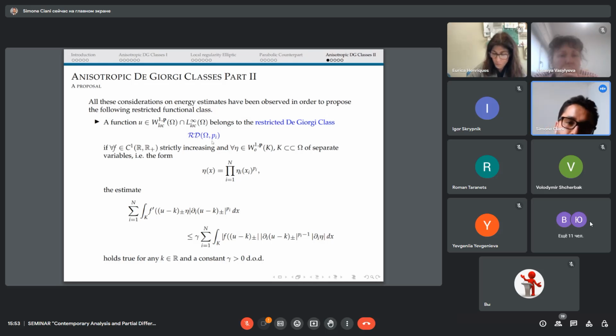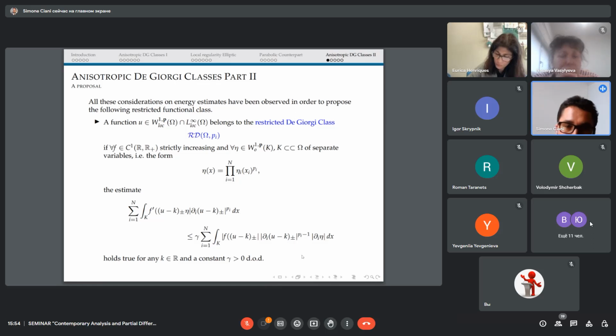That says that if you pick a function u in the anisotropic Sobolev space and already locally bounded, but if this function satisfies, for each function f in C1 strictly increasing, and any test function of separate variables, as I told you before, the estimate, which is similar to the pre-log estimate here, so the integral over k of f prime times eta times the derivative of u minus k to the power pi is controlled from above by f of u minus k plus, and then a smaller power of u minus k derivative.